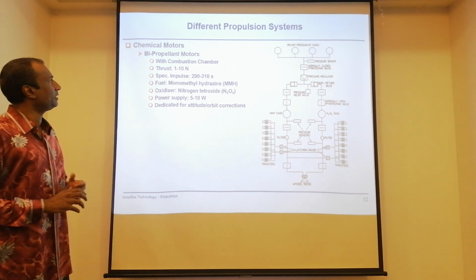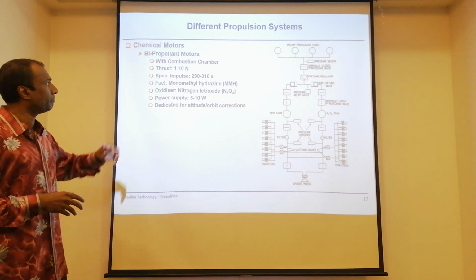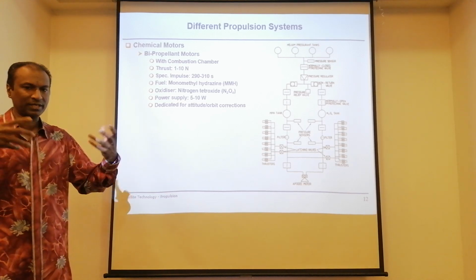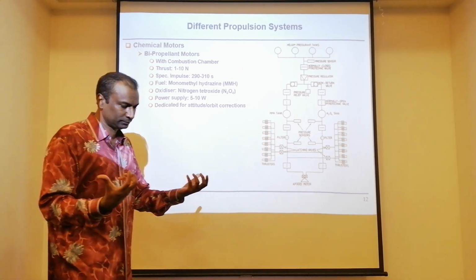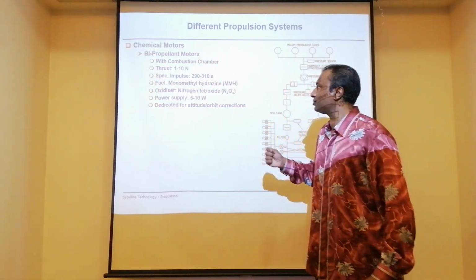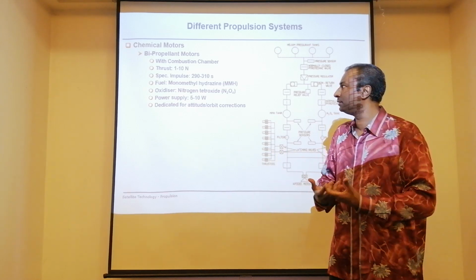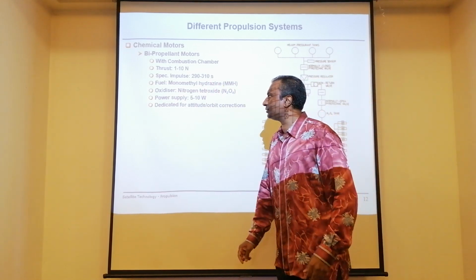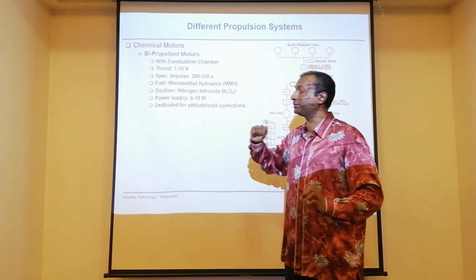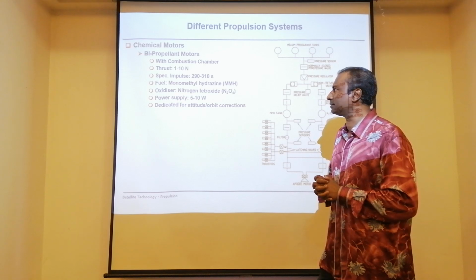Now, chemical motors also. You have a bipropellant. Bipropellant means that you actually have two propellants, basically one fuel and one oxidator. So with the combustion chamber, you have two items and you need a combustion chamber to put them together. So thrust is about 10 Newton, it's quite typical. Specific impulse is quite nice, about 300 seconds.